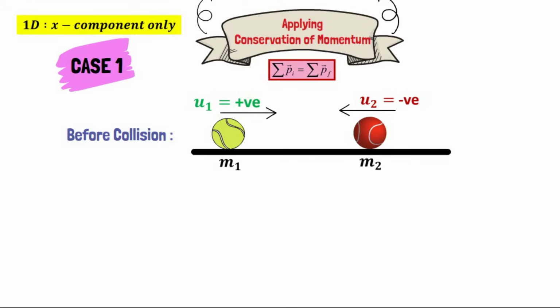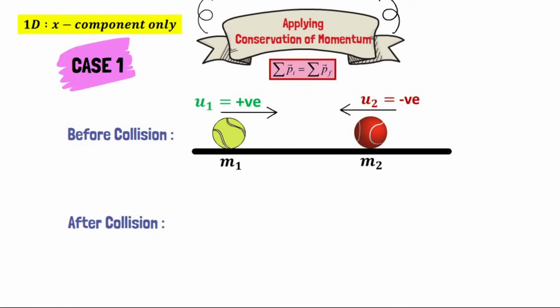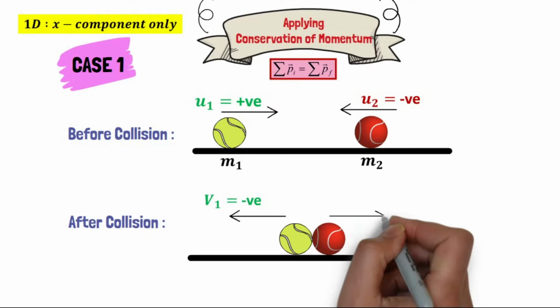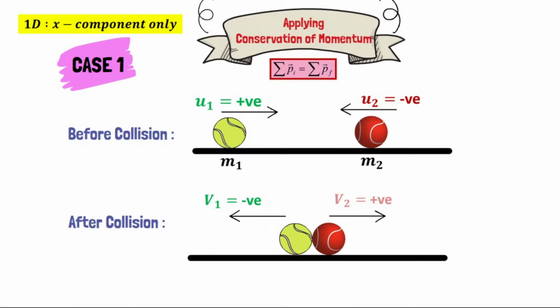And what happened after collision? Let's say after collision, mass 1 will move to the left. So v1 must be negative value, while second mass m2 will move to the right. So v2 must be positive. Ini yang paling penting dalam you punya calculation. Positive and negative, tengok betul-betul.